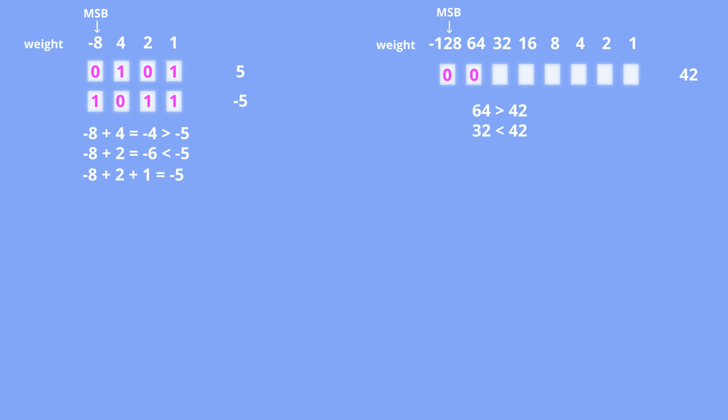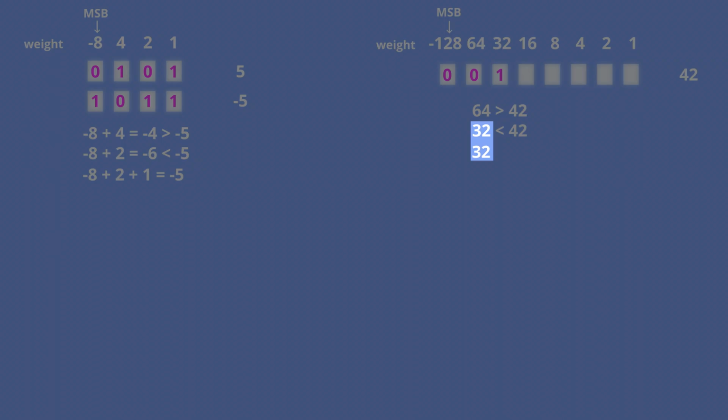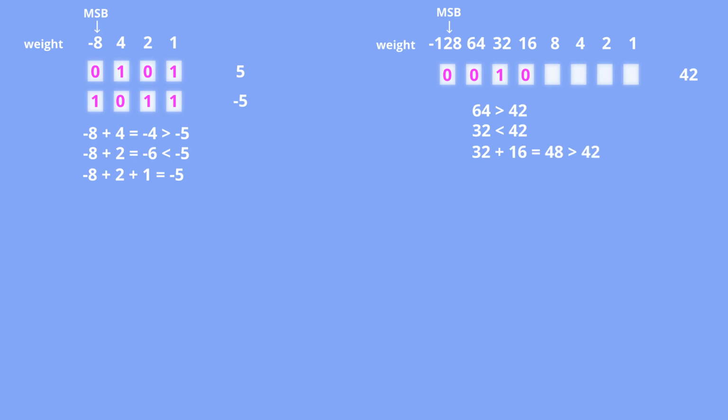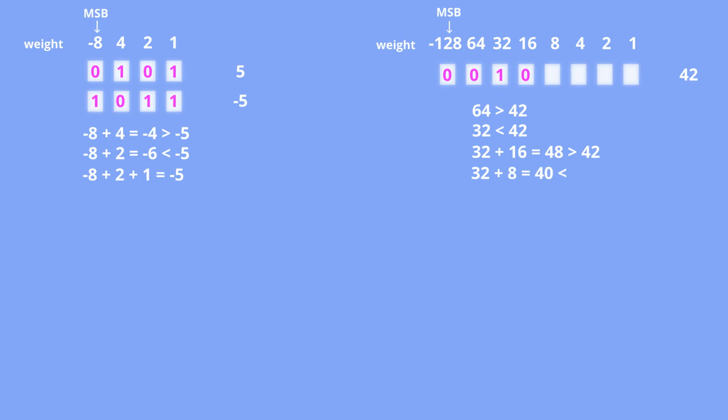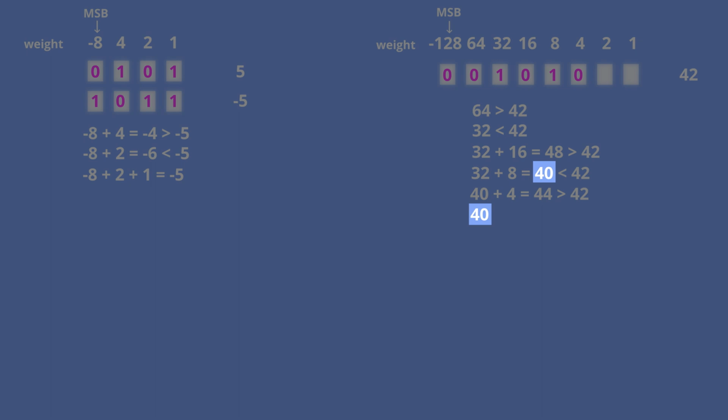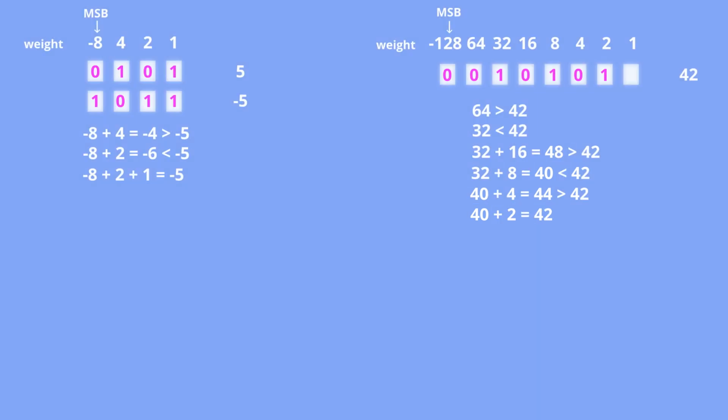We need to take 32. We don't need to take 16, because 32 plus 16 is 48, and 48 is greater than 42. We need to take 8, because 32 plus 8 is 40, and 40 is less than 42. We don't need to take 4, because 40 plus 4 is 44, and 44 is greater than 42. Next we take 2 and obtain 42. Of course, we don't need to take 1.